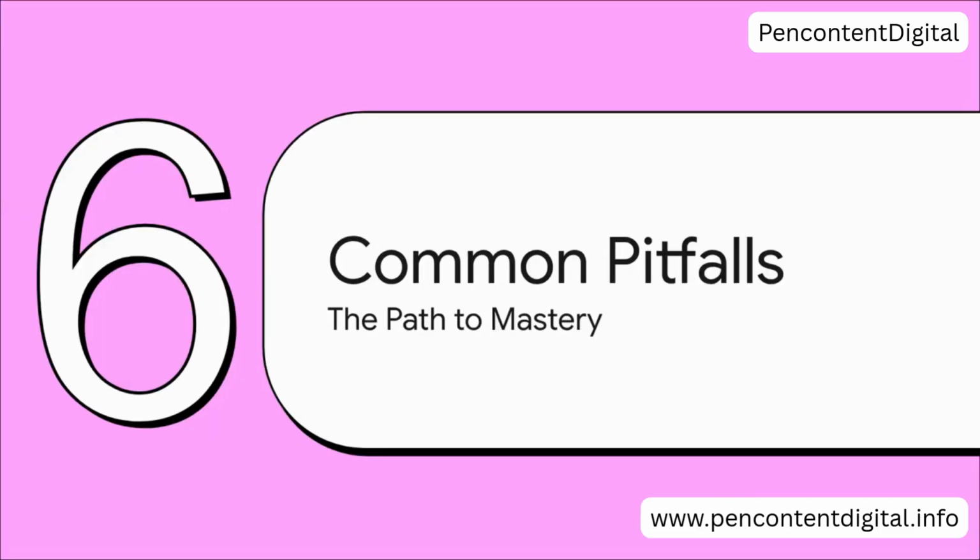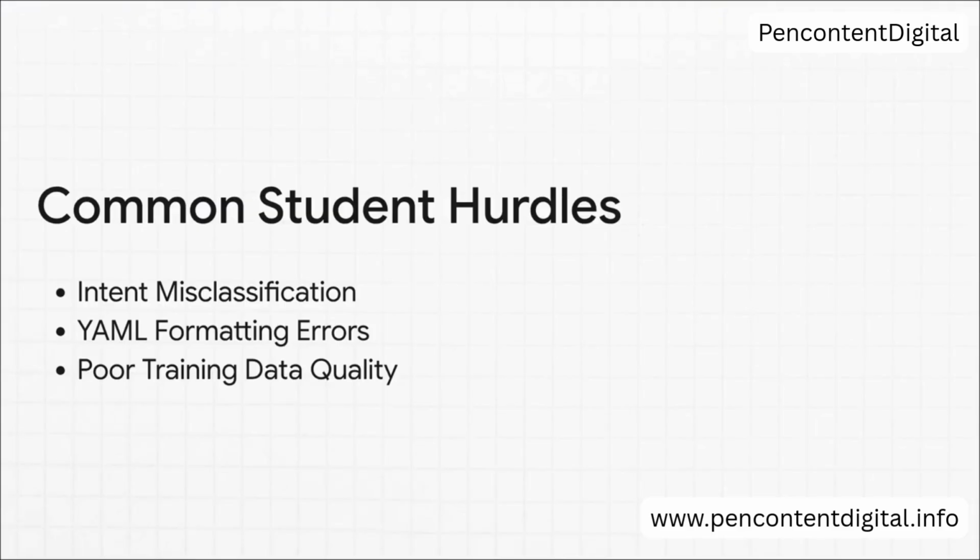Now, as amazing as that first success feels, let's be real. The path to a truly great, robust chatbot means navigating a few common challenges. So let's quickly go over what you should be watching out for on your journey to mastery. You're almost certainly going to run into these hurdles. Intent misclassification, where your bot gets confused between two similar requests. That's a classic. And YAML formatting errors. A tiny misplaced space can bring the whole thing crashing down. We've all been there. But honestly, the biggest one of all is starting with low-quality training data.